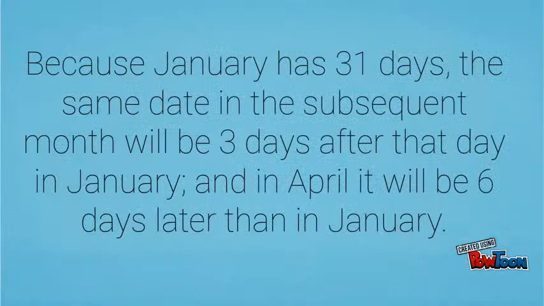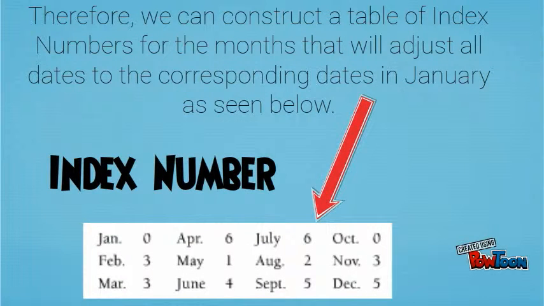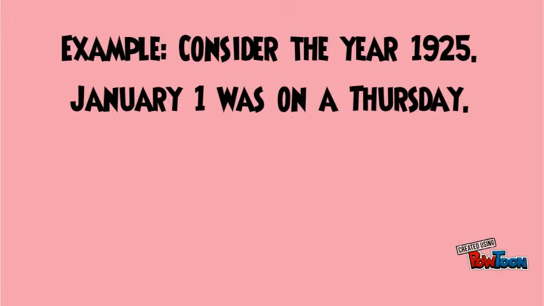Now let's use another method for finding the weekday on the dates in the same year. Because January has 31 days, the same date in the subsequent month will be 3 days after that date in January, and in April it will be 6 days later than in January. Therefore, we can construct a table of index numbers for the months that will adjust all dates to corresponding dates in January seen below.